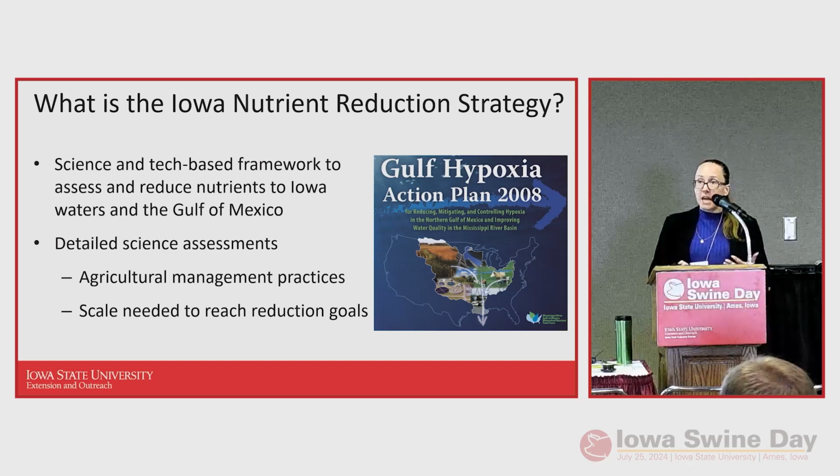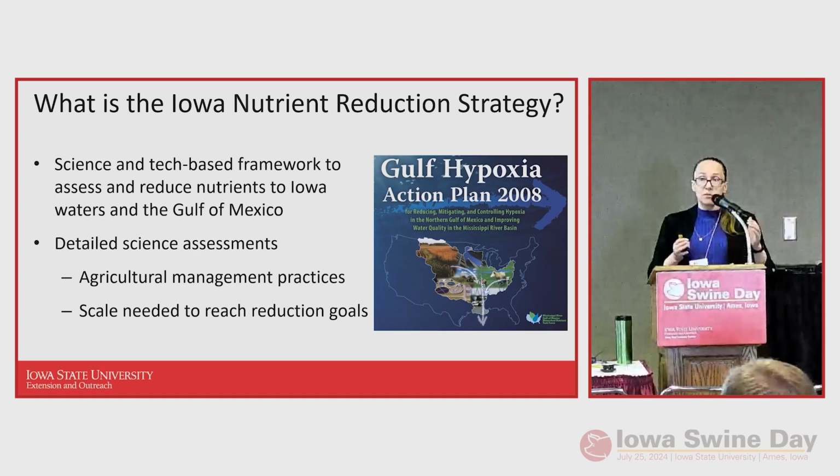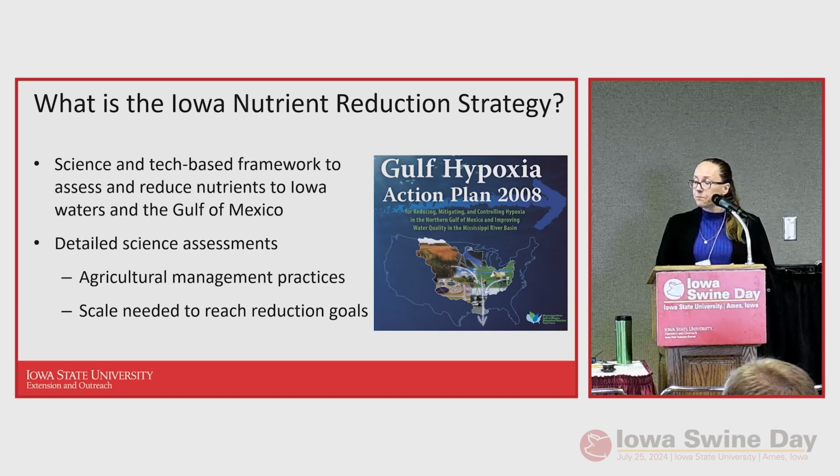Now, this strategy came about kind of through a request from the US EPA Gulf Hypoxia Task Force. This task force called on 12 states in the Mississippi River Basin to come up with state-specific plans for nitrogen and phosphorus reduction. Iowa put out our plan in 2013. We were the first state to do so, and we've had about 10 years of practice implementation for nitrogen and phosphorus reductions.